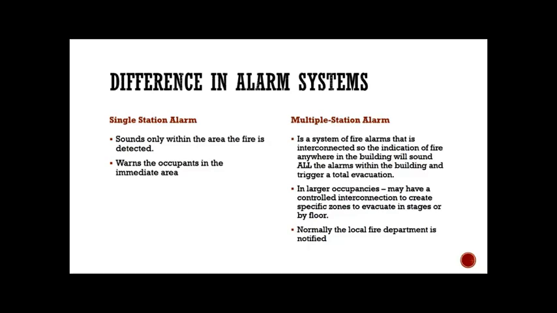It is a system of fire alarms that is interconnected, so the indication of fire anywhere in the building will sound all of the alarms within the building and trigger a total evacuation. But you're going to find out sometimes there may be particular zoning in large occupancies. That means they may start near the doorway and then get the rest of the people, so there's a flow to get everyone out. It's interconnected, but the alarm goes out in particular zones. And normally the local fire department is notified as soon as the alarms go off.